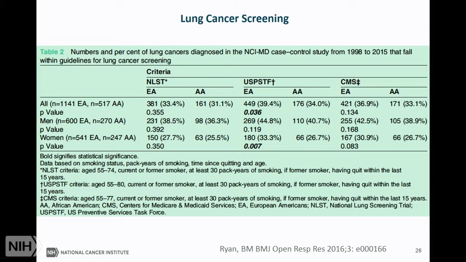And this is just a study that we did using our case control study that pretty much highlights that. So here are the United States Preventive Services Task Force recommendations for lung cancer screening, and this is the criteria that CMS approved. But basically what it shows is that if you just use those criteria, African Americans are less likely to be included within the screening criteria. And this has been shown for colorectal cancer, I think, and breast and prostate cancer as well.